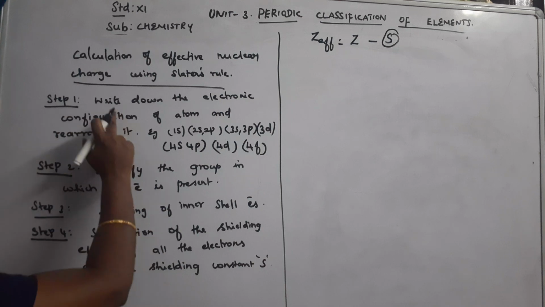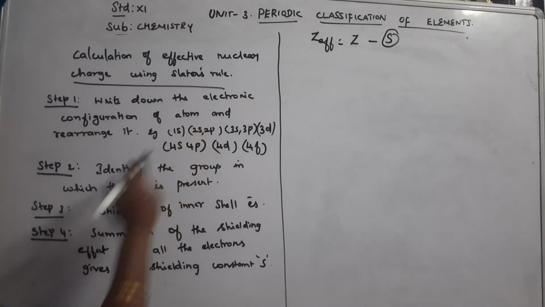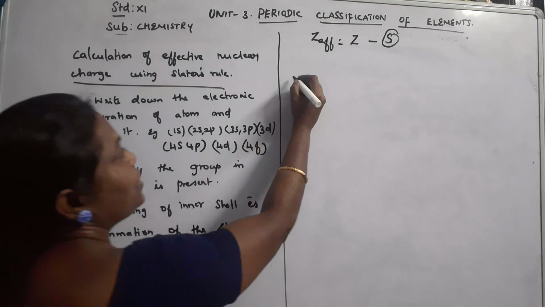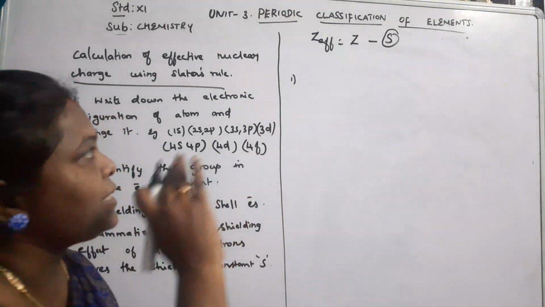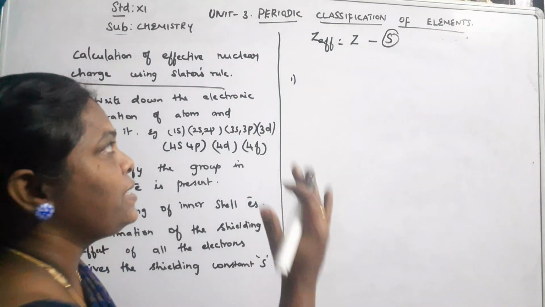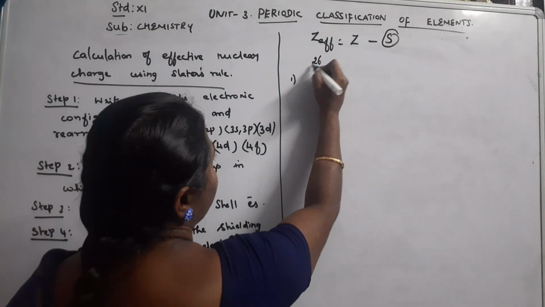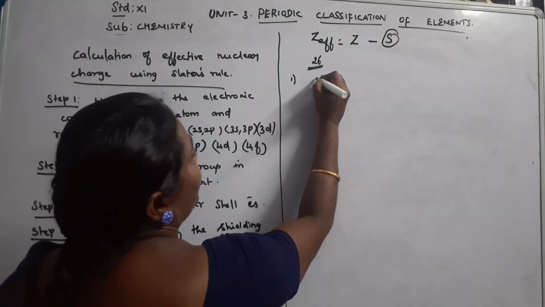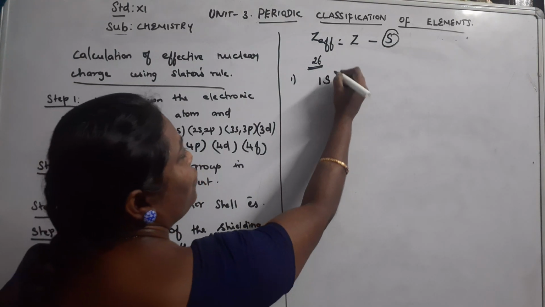First rule: write down the electronic configuration of the atom and rearrange it. What's the first step? First, let us consider an atom whose atomic number is 26. So how can we write the electronic configuration? You know already how we have to write the electronic configuration.